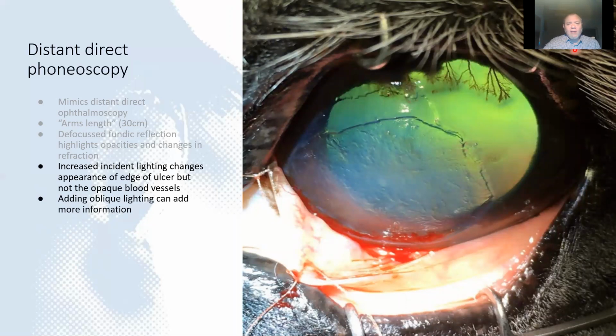Same eye. We've now got more light. We've also added some incident light from the side, and we can see that the vessels still remain opaque, but actually we can now start to see more information about the front of the eye. So adding this oblique lighting allows us to highlight an area here, for example, which is a suspicious area of corneal infiltration.